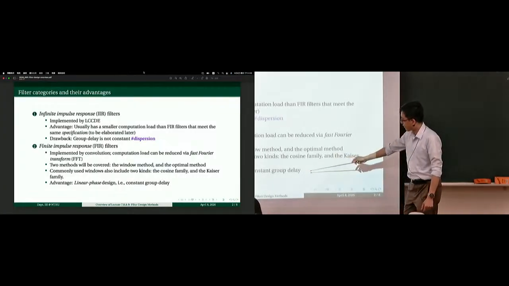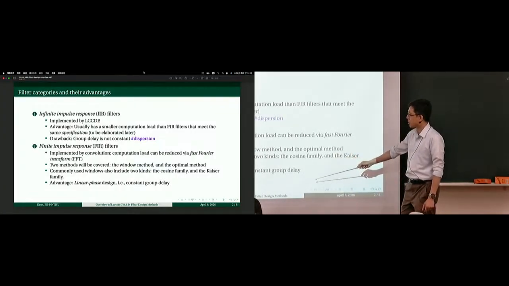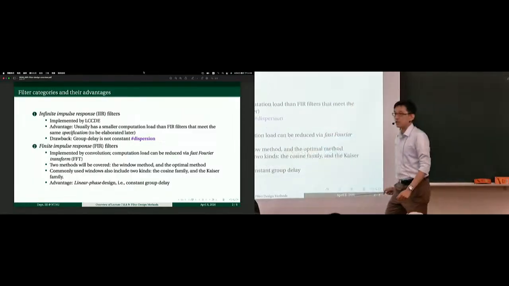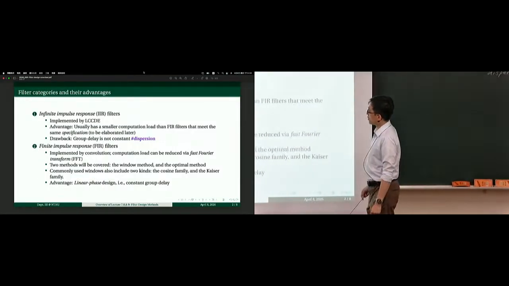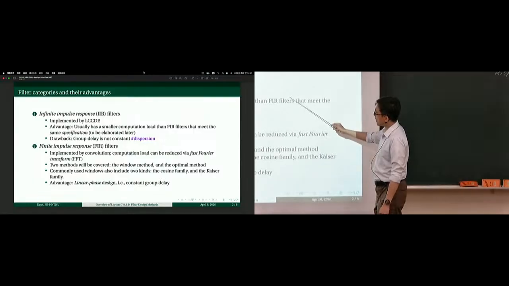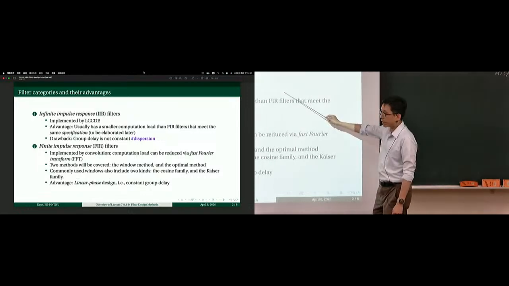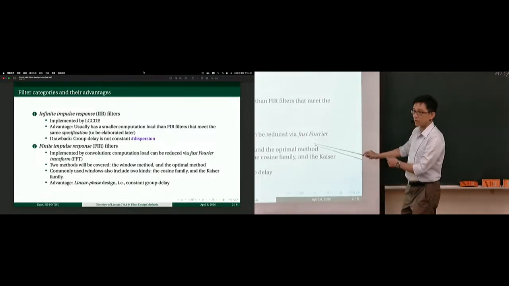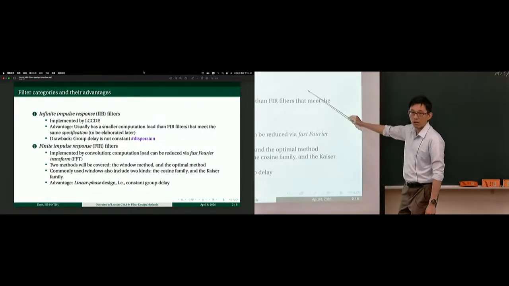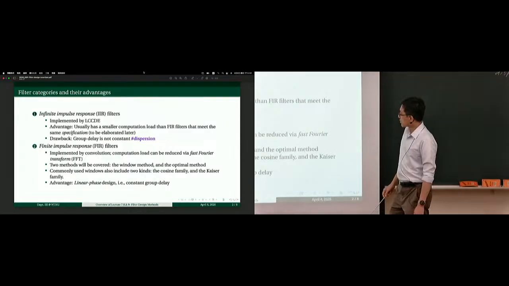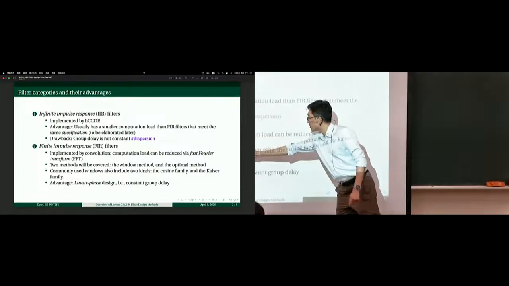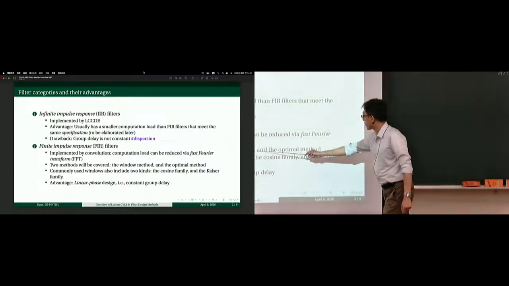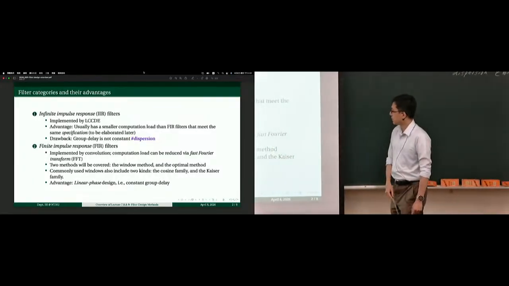FIR has an advantage that every frequency has the same group delay. In other words, the phase spectrum is a straight line, linear phase, and that's an advantage. We shall also cover how to design IIR. We'll start covering that later today. Lecture 7 is about IIR, and lectures 8 and 9 will be about FIR, with two different methods: one is called the window method, the other is called the optimal method. So we'll cover that.